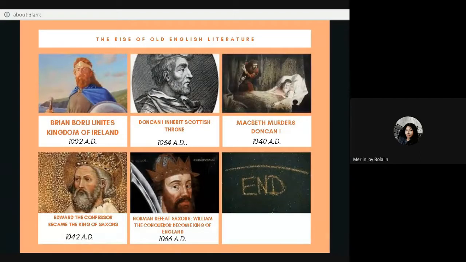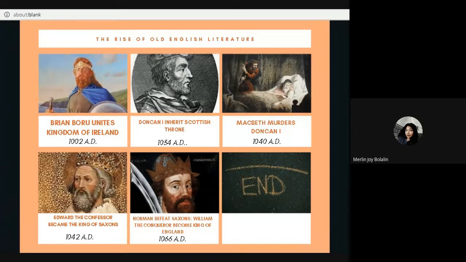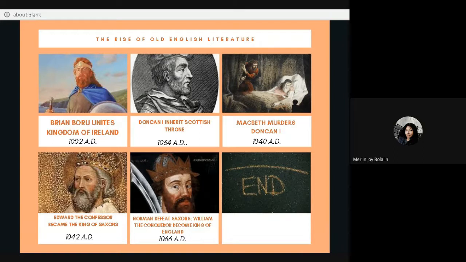And that's it. So, the Old English literature ended in 1066 AD or Anno Domini, when the Normans defeated the Saxons, and William the Conqueror became the king of England. And then after that, the next period is the medieval period. But today, we are just going to focus on the Old English literature.